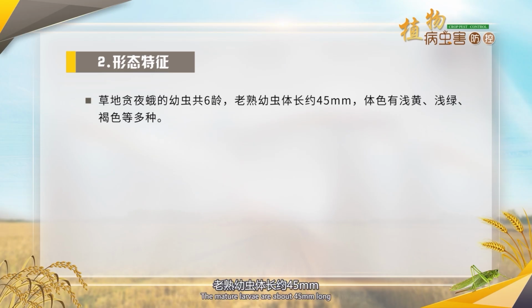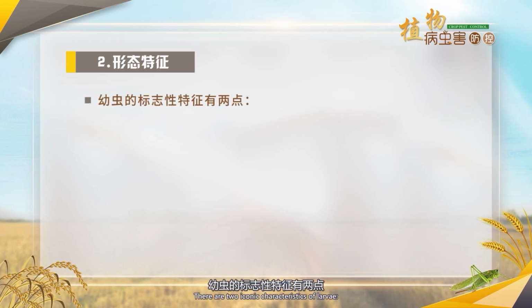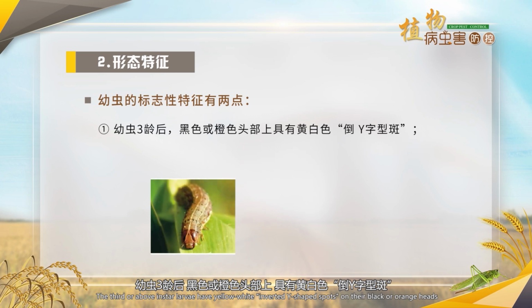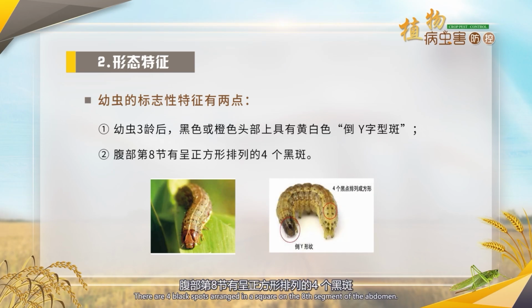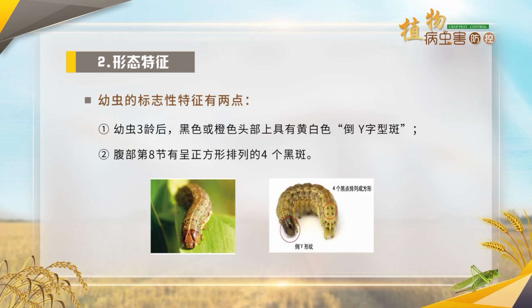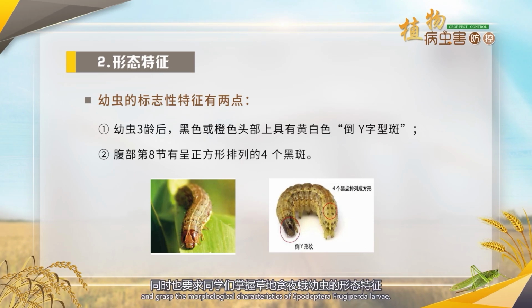The mature larvae are about 45 mm long and have various body colors such as light yellow, light green, and brown. There are two iconic characteristics of larvae. The third or above instar larvae have yellow-white, inverted Y-shaped spots on their black or orange heads. There are 4 black spots arranged in a square on the 8th segment of the abdomen. Please carefully refer to the pictures for identification and grasp the morphological characteristics of Spodoptera frugiperda larvae.